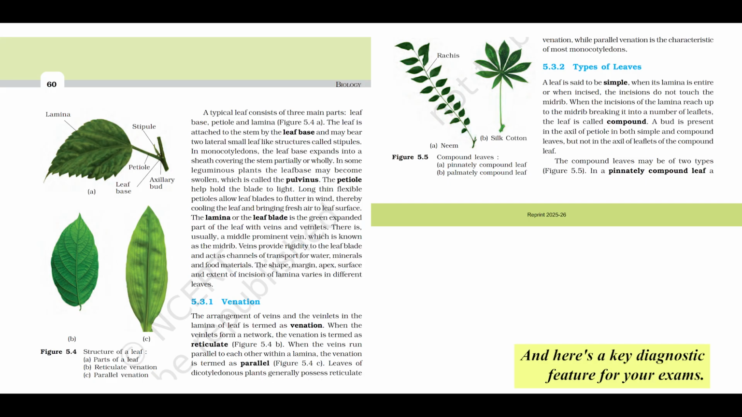And here's a key diagnostic feature for your exams. A bud is always present in the axil of the petiole of a simple leaf. Okay, simple leaf: lamina not divided to the midrib and has a bud in its axil.